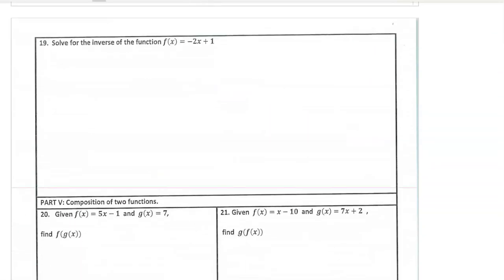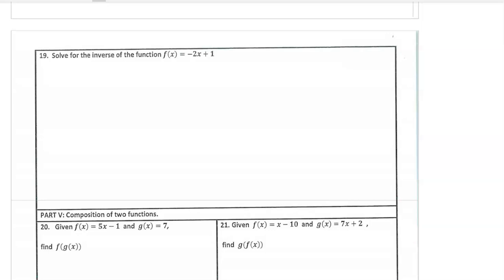All right, number 19, solve for the inverse of the function f of x equals negative 2x plus 1. When we solve for the inverse, there are 4 steps. Step 1, change f of x to y. Great, that's easy. Y equals negative 2x plus 1.